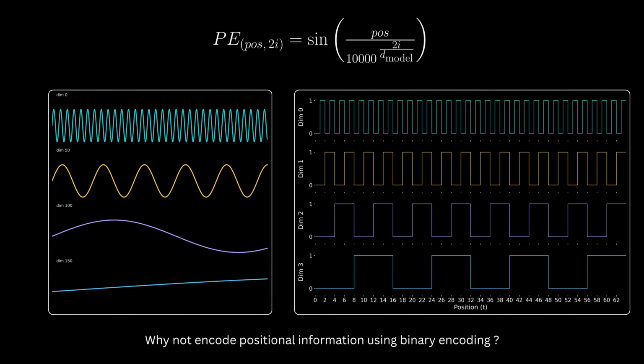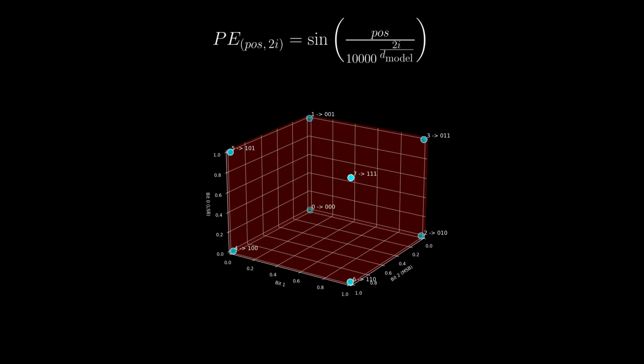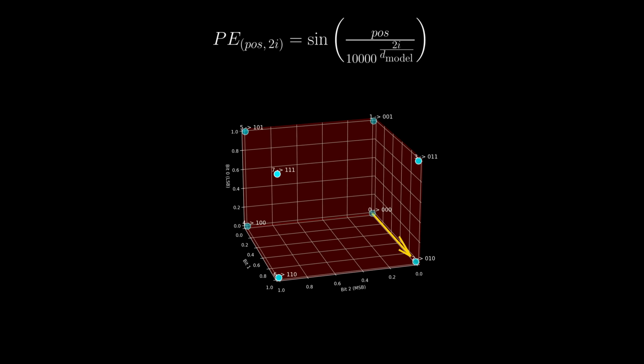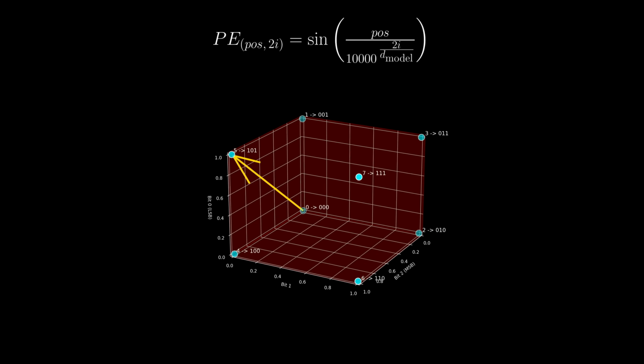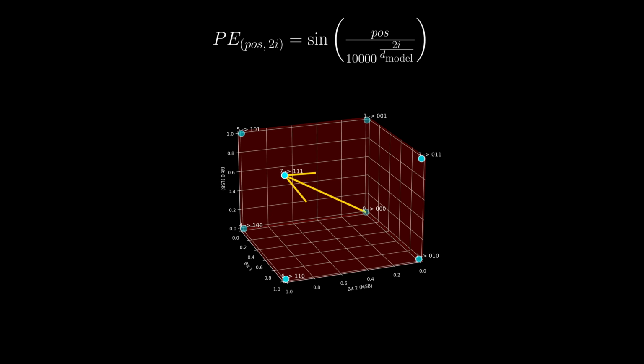So why not just use binary? To understand that, consider a 3-bit binary encoding for numbers 0 through 7. If you plot these 8 binary vectors in order, that is from 000 to 111, the sequence does not trace anything that resembles a smooth continuous curve. Adjacent binary representations can differ in multiple bits simultaneously. For example, going from 3 to 4 flips all 3 bits.